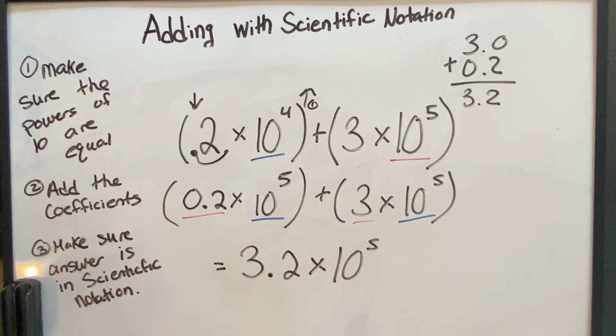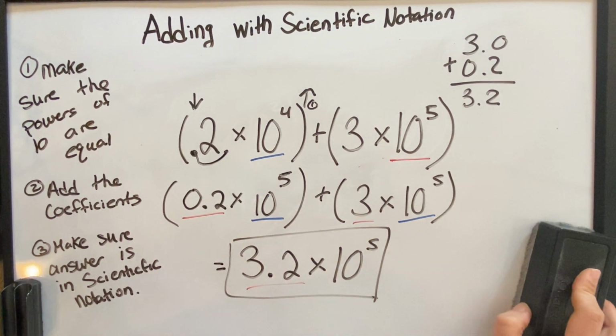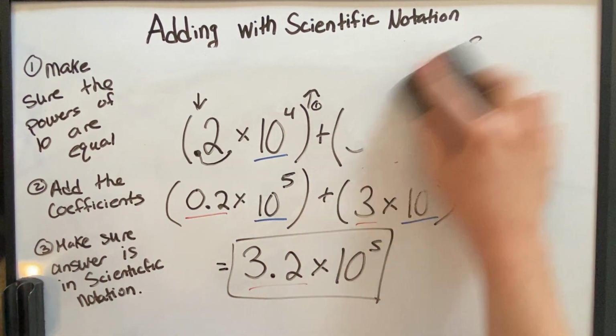Step 3, make sure my answer is in scientific notation. 3.2 times 10, yep. My coefficient here is indeed greater than 1, and it's less than 10. So this is my final answer: 3.2 times 10 raised to the fifth power. We're going to do another example where my powers of 10 are not the same.